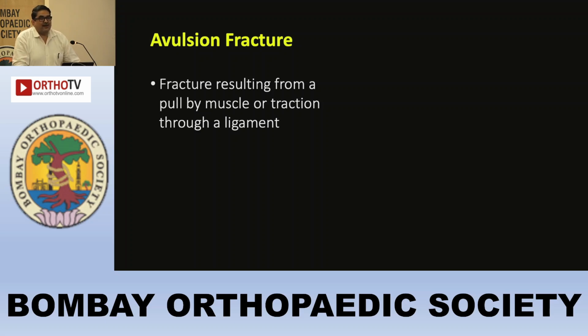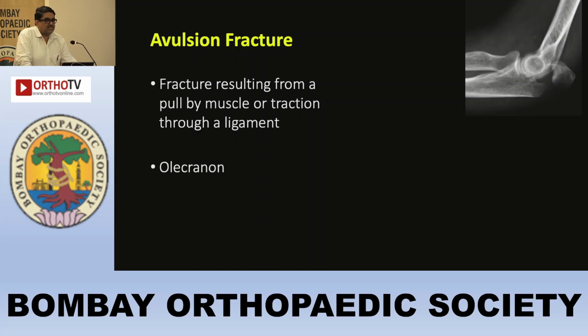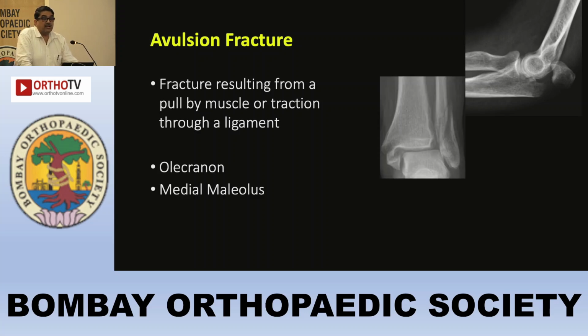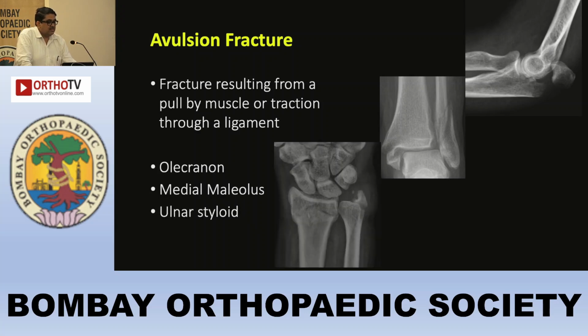So an avulsion fracture happens either when a muscle pulls onto the bone and fractures it, or a mechanism of injury in which a spur of bone is pulled out because of a traction through the ligament. And the commonest varieties that we see is the olecranon, which is a classical avulsion fracture because of the triceps pull. Then a medial malleolus because of the traction to the deltoid ligament. And then, of course, ulnar styloid.